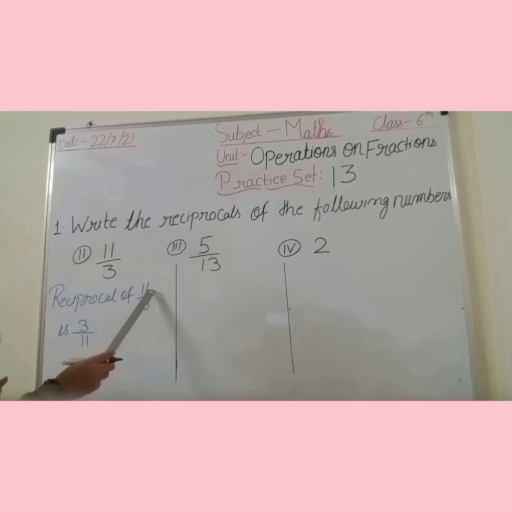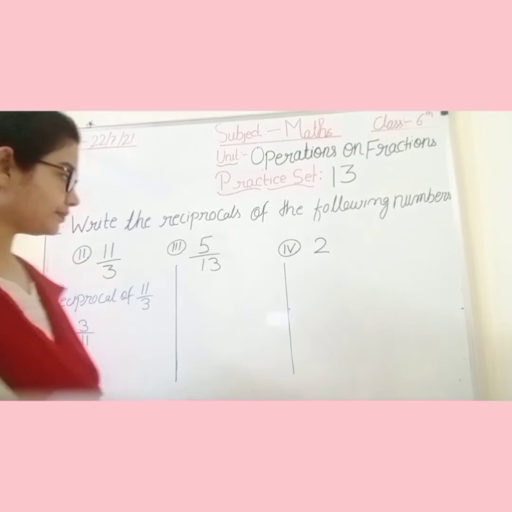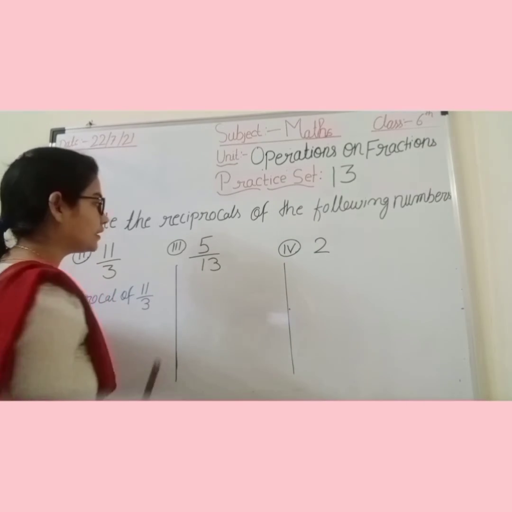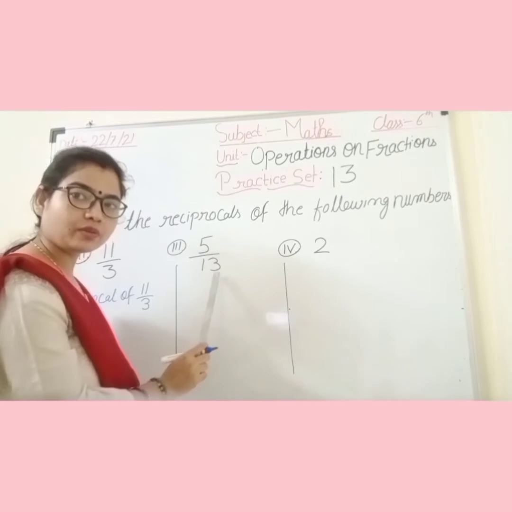Reciprocal of 11 by 3 is 3 by 11. Got it? I have changed the position. It was the fraction initially and after changing the position of numerator and denominator, it has become 3 by 11. You have to do only this. Okay student, got it? Now solve this question, 5 upon 13. You have to write the reciprocal of 5 upon 13.